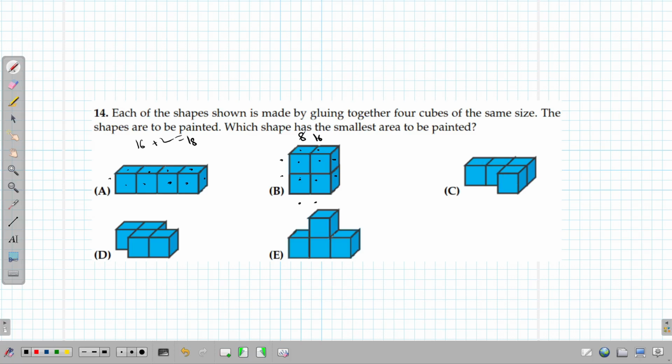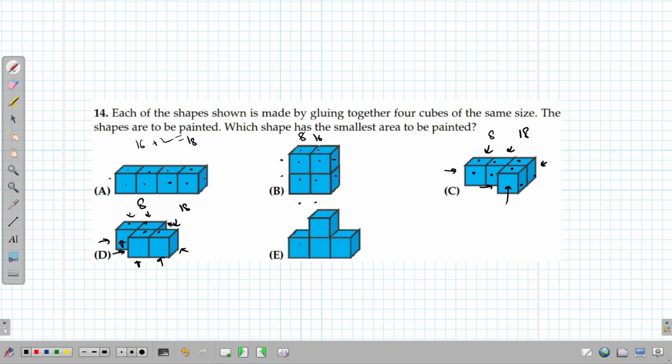Option C, we have 1, 2, 3, 4. This will be at the bottom, so 4 times 2 is 8. We have 9, 10, 11, 12, 13, 14, 15, 16, 17, and 18. So we have 18 at C. At D, we have 1, 2, 3, 4 times 2 is 8, 9, 10, 11, 12, 13, 14, 15, 16, 17, and 18.